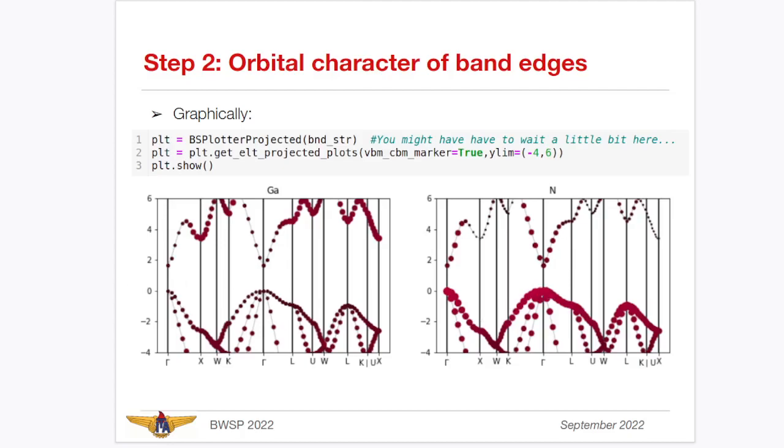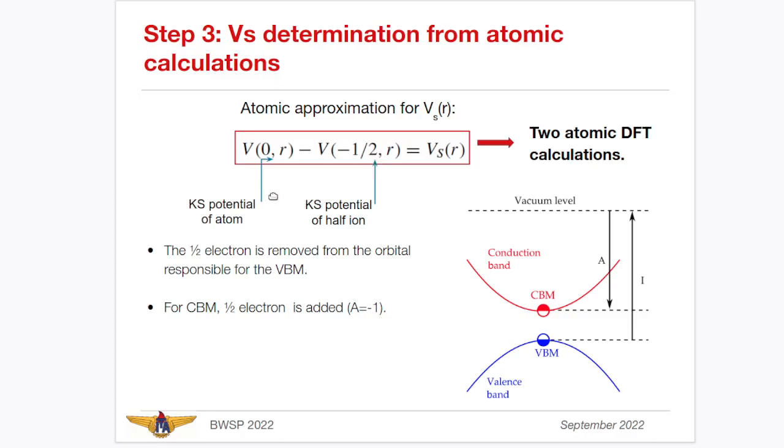Okay, so for example, in this case, we are going to compare the Kohn-Sham effective potential from neutral nitrogen and from half-ionized nitrogen, removing half an electron from the p orbital. So the difference between these two atomic calculations, these two DFT calculations, as I showed you on hands-on activity 2, is the self-energy correction that should be added to the crystal.